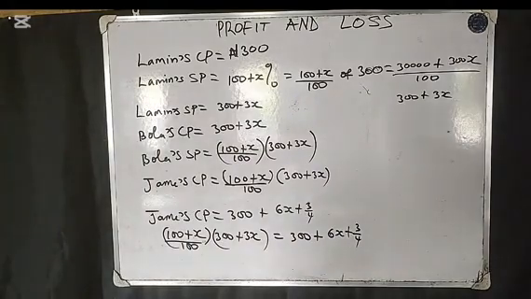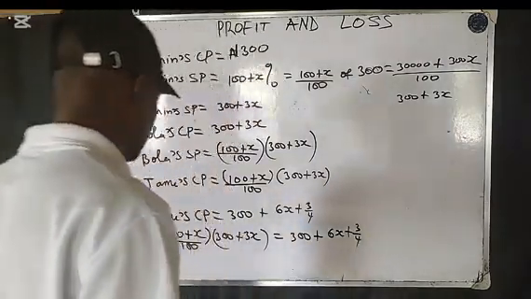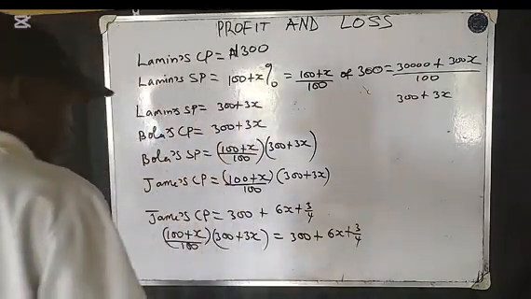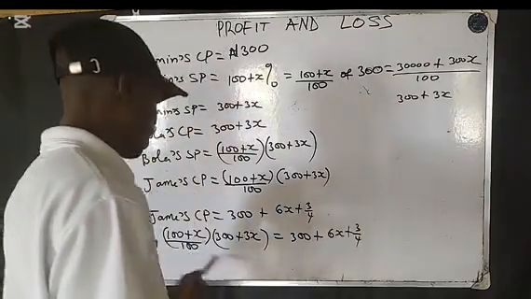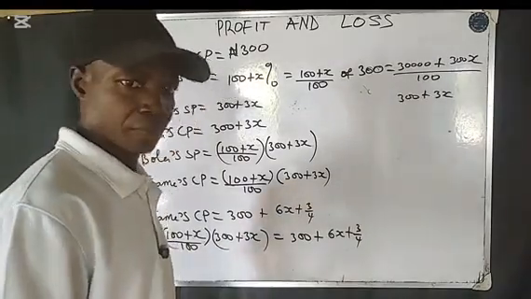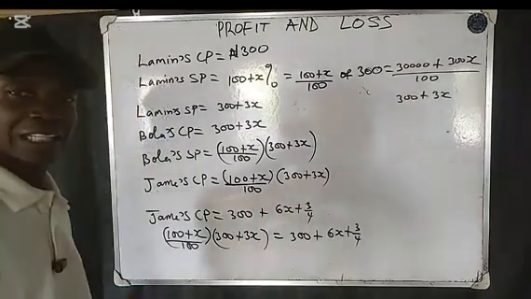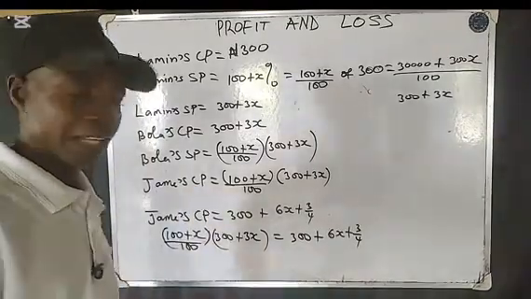Now, what do we do now? What's the next thing to do? The next thing to do now is to remove our denominators. We have two denominators. We have 100 here, we also have 4 here. So we remove our denominators. And how do we remove it? What is the LCM of 100 and 4? 4 can go in 100. So the LCM of 100 and 4 is 100.